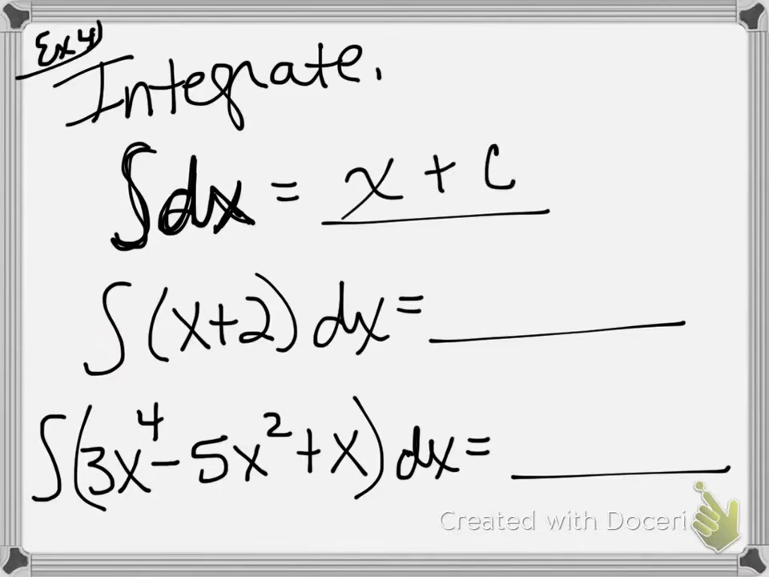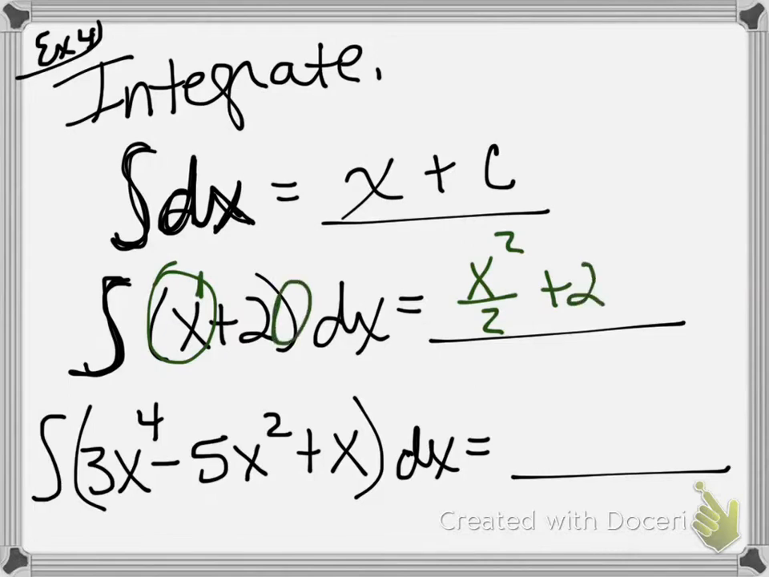What about if we want to integrate x plus 2? Well, we're just going to integrate them individually. If I integrate x, it's going to become x squared over 2, because this exponent was 1, so you add 1 and get 2 and divide by the same number. And then where does 2 come from? Well, 2 currently does not have an x, so when you integrate it, it gets an x. And then we do plus c, because it's general.